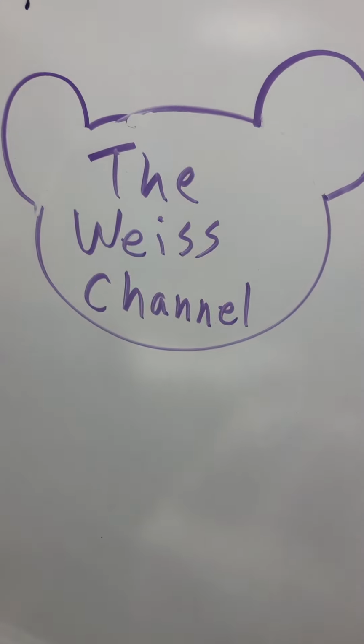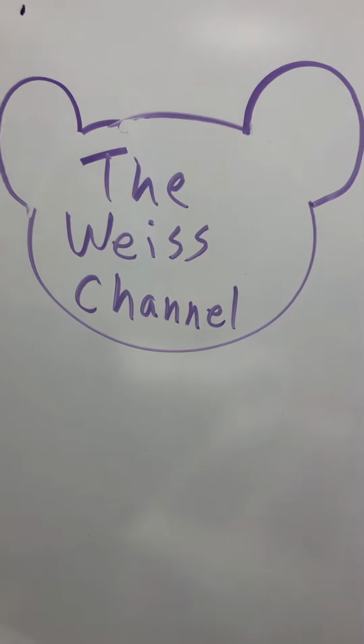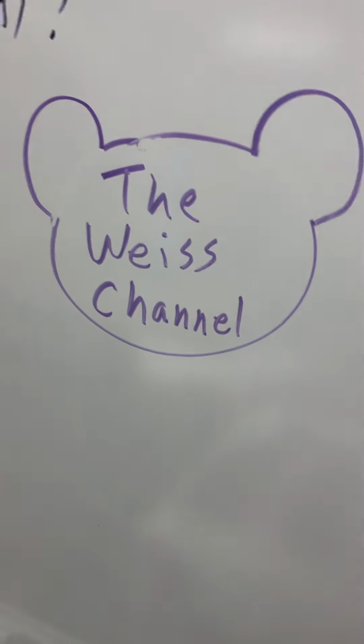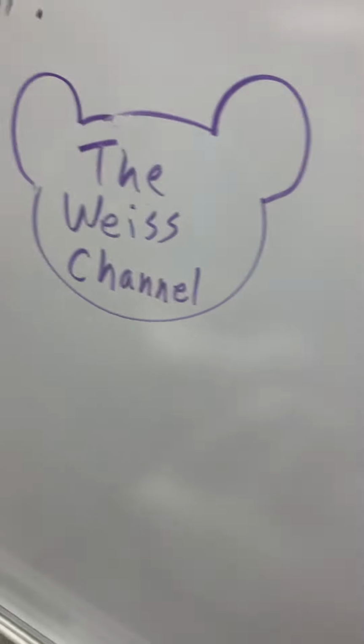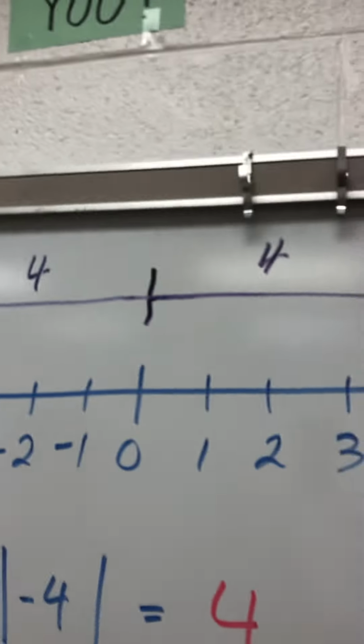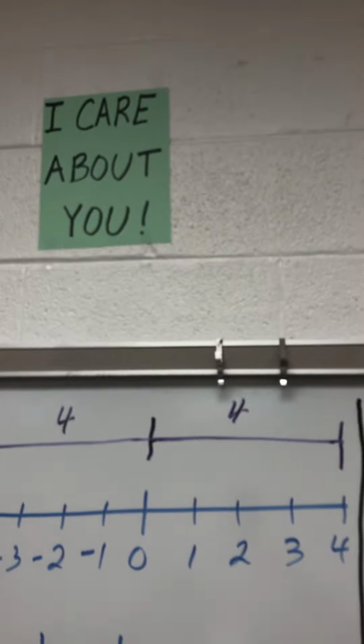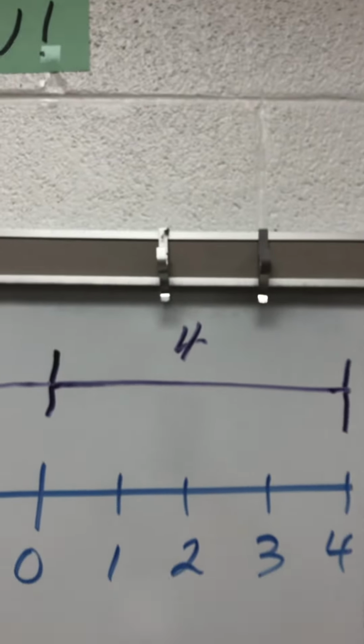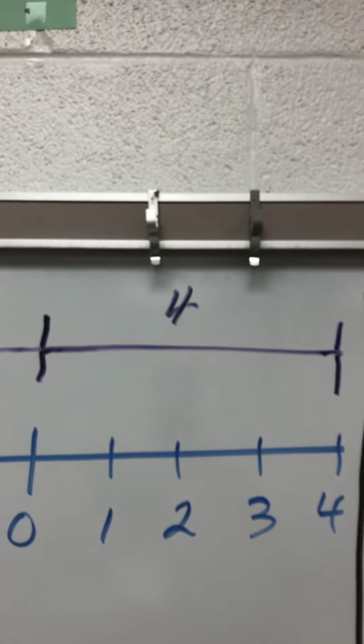Today we're going to talk about absolute value. Absolute value, what's that? Well, on a number line, if you go from 0 to 4, would you agree that that's a length of 4?